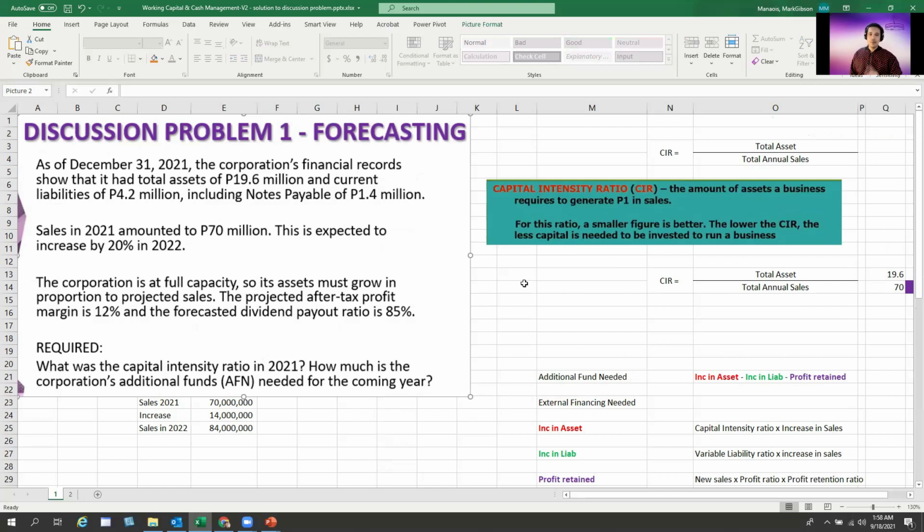Okay, so pag-usapan muna natin, ano ba yung capital intensity ratio? So sabi, this is the amount of assets a business requires to generate 1 peso in sales. For this ratio, a smaller figure is better. The lower the CIR, the less capital is needed to be invested to run a business.